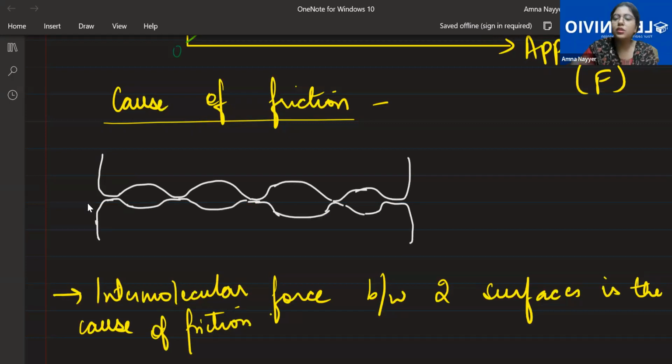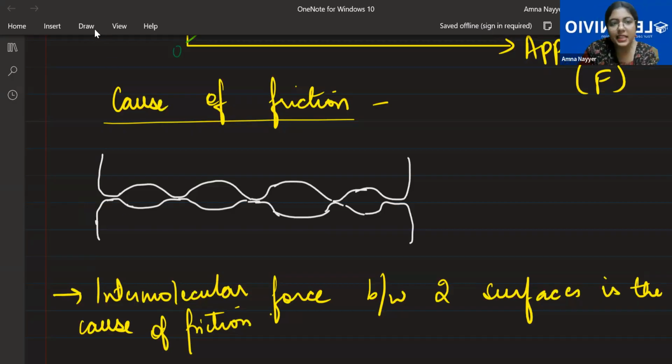This is how two surfaces are interlocked. Any two surfaces, even if I'm holding this pen, are two surfaces coming in contact. The laptop is kept on the table, right? Everything is in contact with each other. Unless you have a smooth surface, and in smooth surfaces we don't have friction, we have lesser friction force.